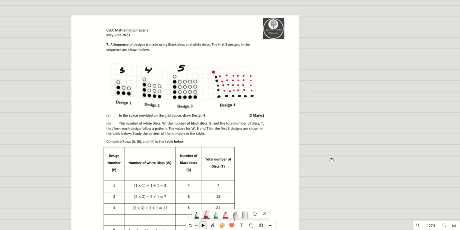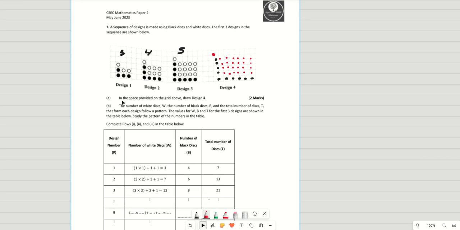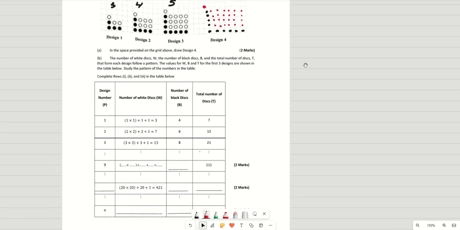Now, let's look at part A. In the space provided on the grid above, draw design 4. We saw it has 1 2 3 4 5 6 across, right? 6 up, but we have 1 red, or 1 black. In this case, it will be clear, and the rest is filled with white, right?